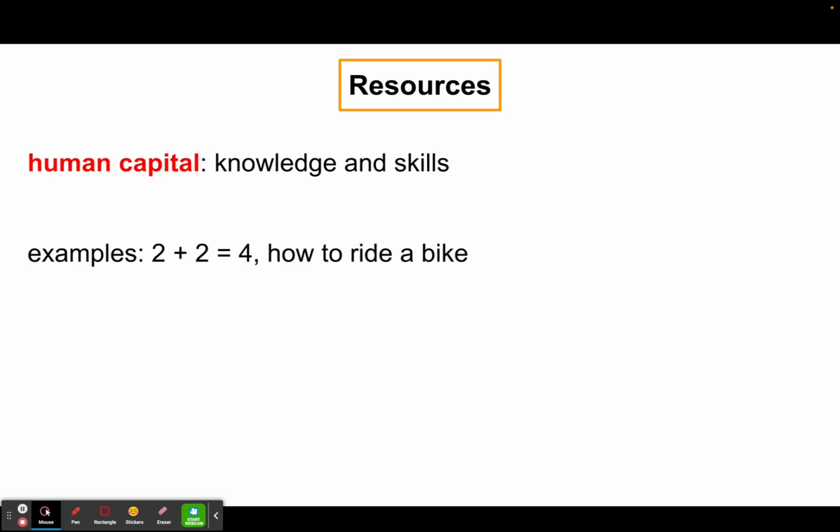And then finally, in this section, talking about the types of resources, we have human capital. That's knowledge and skills. So, for example, knowing 2 plus 2 is 4, or how to ride a bike, any knowledge or skills you're using to produce a good or service. This would be human capital. And this is basically why we send you to school, is to get education, to get human capital that you can use to be productive members of society as you get older.